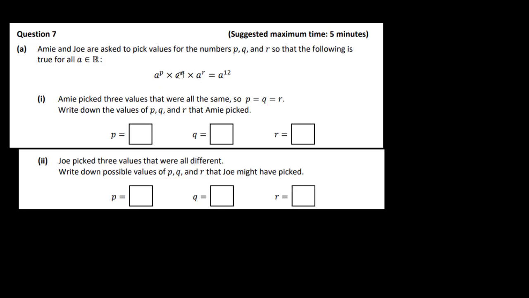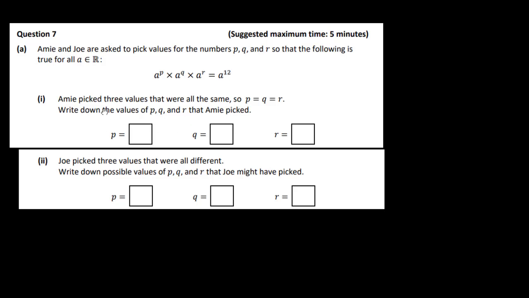Now this is a question based on the laws or the rules around indices. When you're multiplying these things here with the same base, so we have an a, an a, and an a, what you do is you add the powers. So in other words, if we add p, add q, and add r, we should get 12.